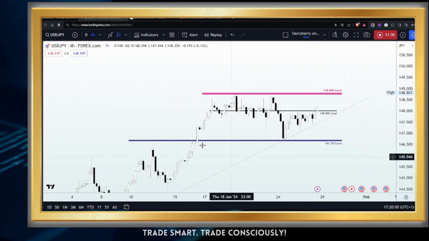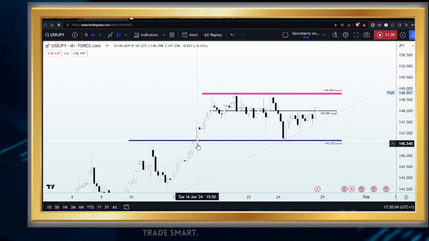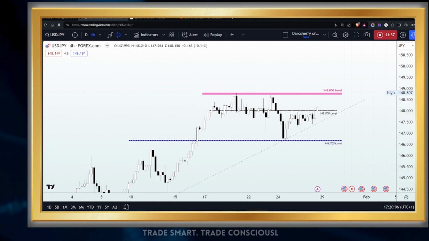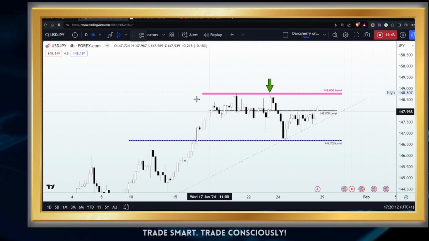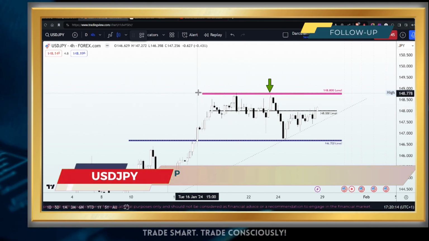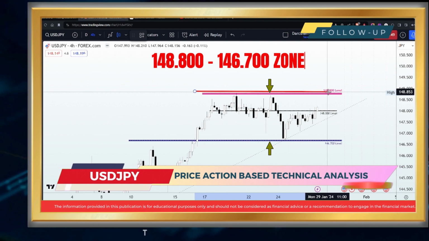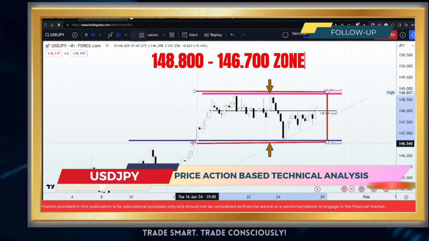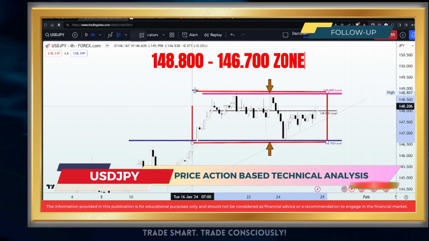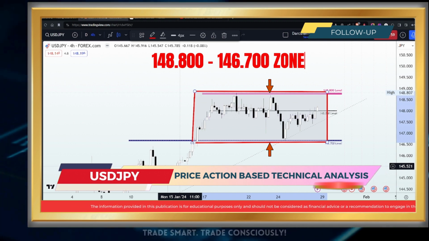And one thing you will notice here is that in the last couple of weeks in this market, after price tested that new high for the year at our key level area, the 148.800, price action has remained confined within that range between that key level and the 146.700 area to emphasize the level of indecision going on in the market.